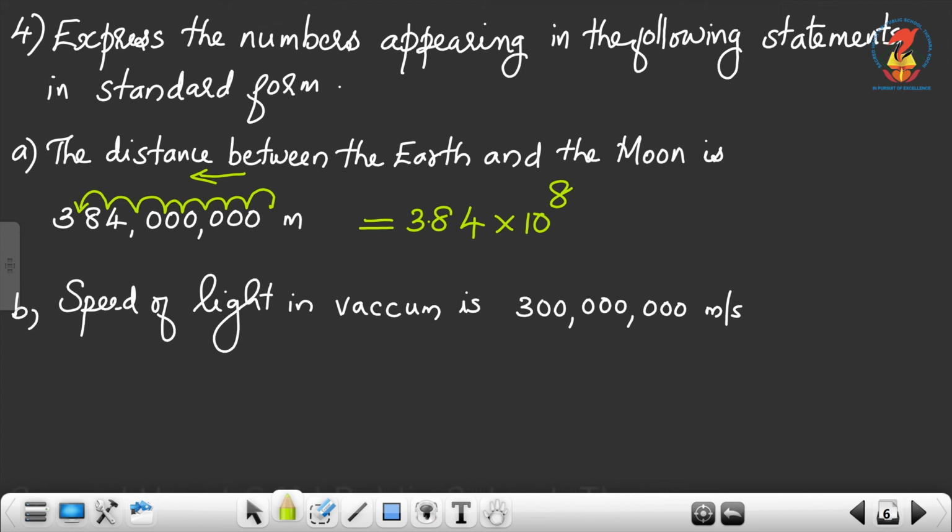Next, speed of light in vacuum is 300 million, which is equal to, assume that the decimal point is at the right end. So from there we have to move to the left side. 1, 2, 3, 4, 5, 6, 7, 8. So 3.0 into 10 raised to 8.